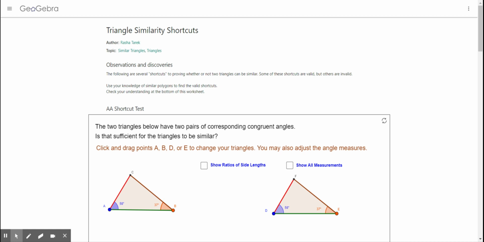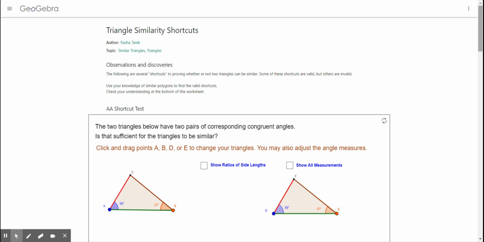Welcome. We are working on triangle similarity shortcuts. I'm going to show you how to use this website to explore whether or not different shortcuts are enough information to prove that two triangles are similar. You can see the first one here is the AA shortcut test.